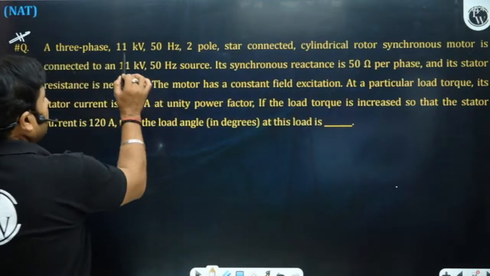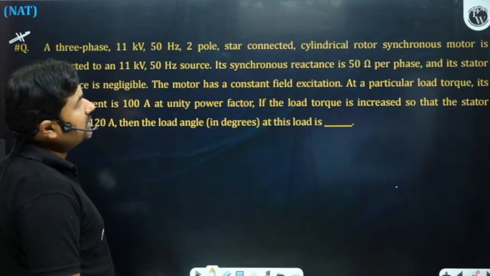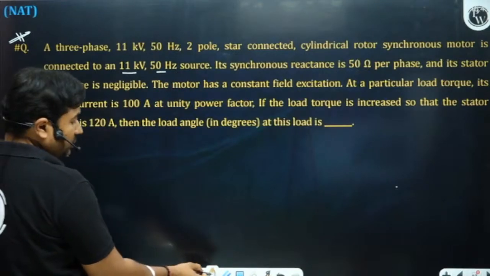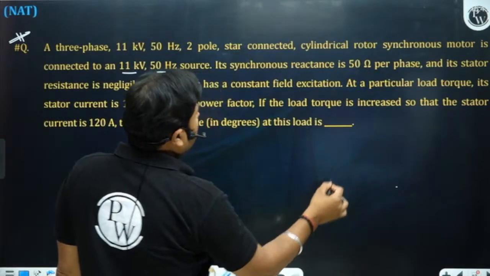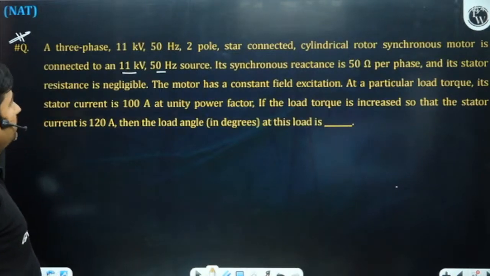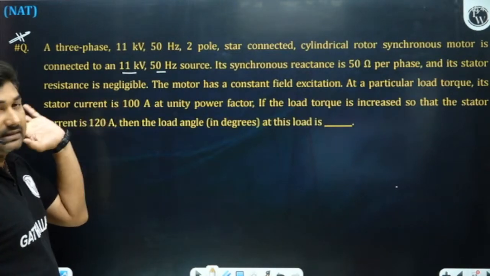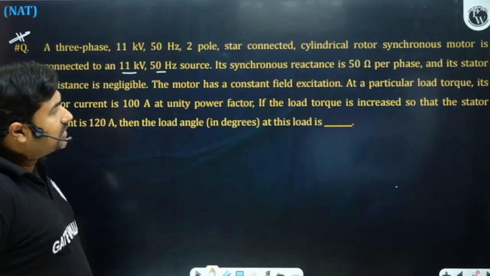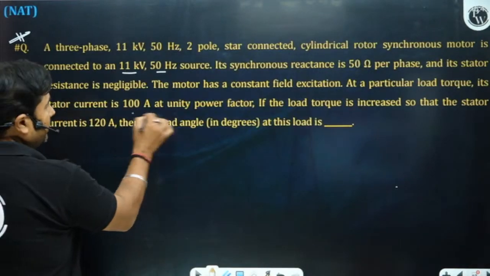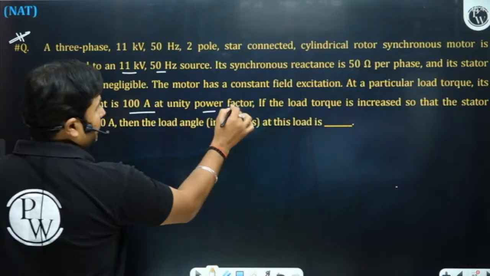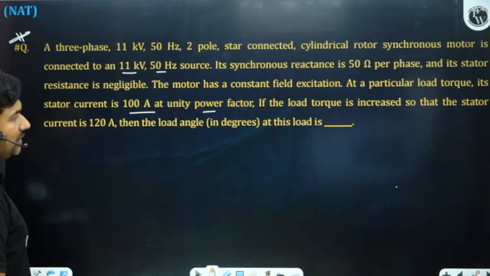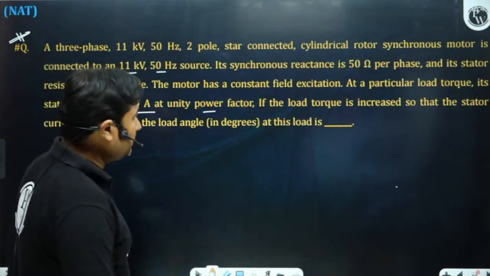A 3-phase 11 kV 50 Hz 2-pole star connected cylindrical rotor synchronous motor is connected to an 11 kV 50 Hz source. Its synchronous reactance is 50 ohm per phase and its stator resistance is negligible. The motor has a constant field excitation. At a particular load torque, its stator current is 100 ampere at unity power factor. If the load torque is increased so that the current becomes 120 ampere, then the load angle at this particular load is. Good one.